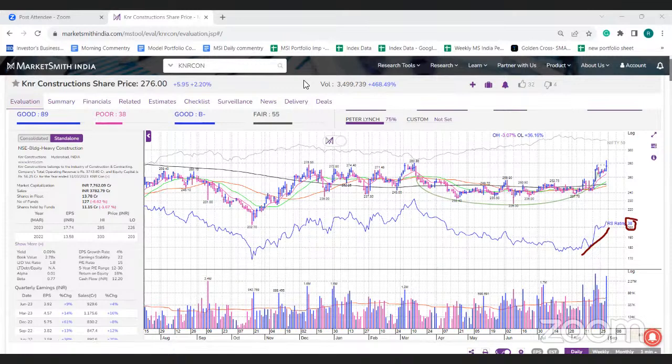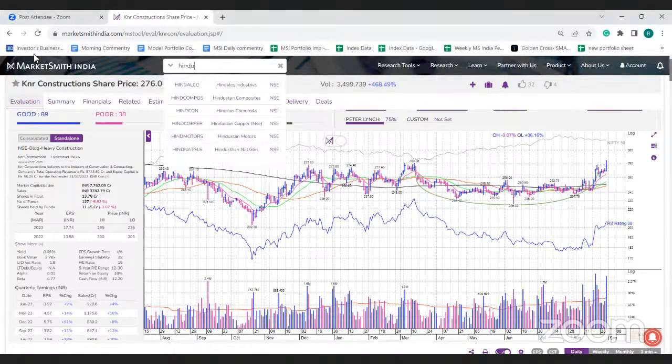Okay, so now there's one more on Hindustan Copper.